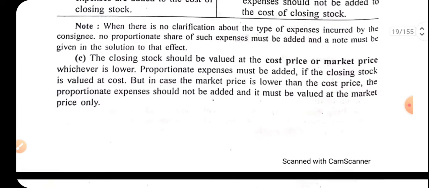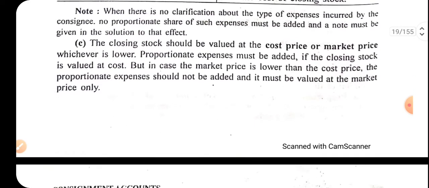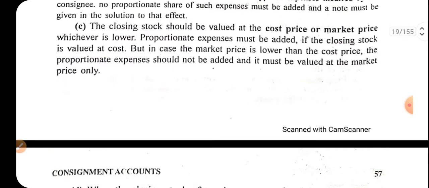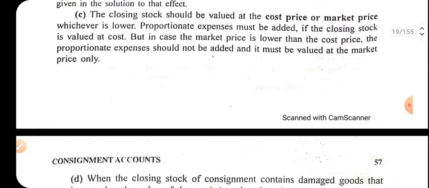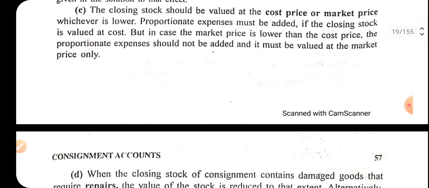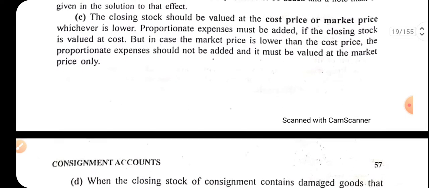First of all, we will have to take the cost price of closing stock. Then we add the proportionate expense of the consignor. Then we add the proportionate expense of the consignee. Then what about the formula for cost price and market price?